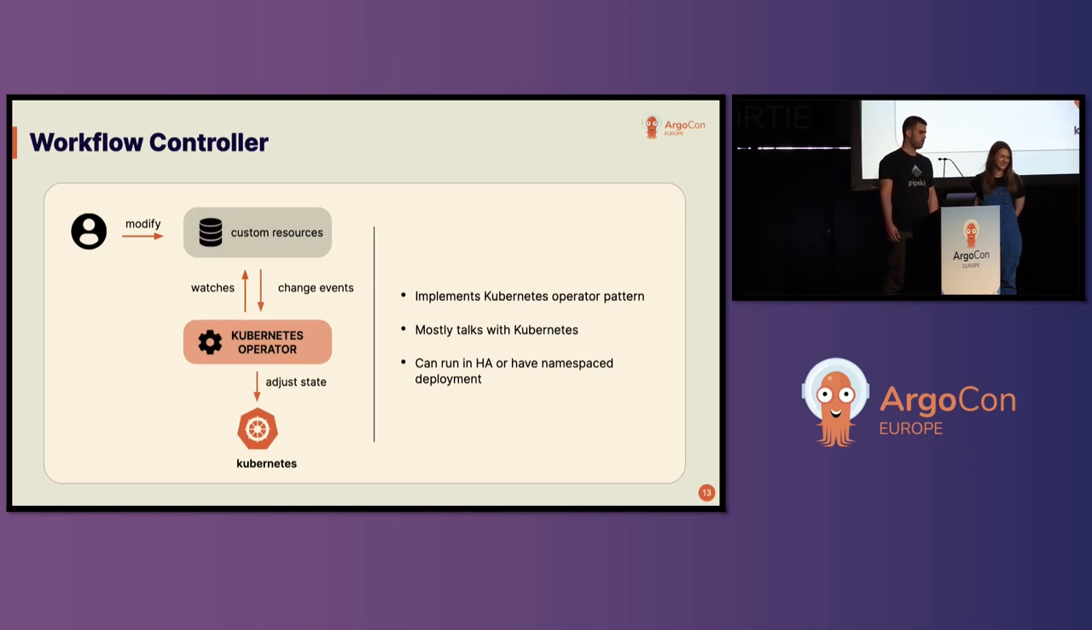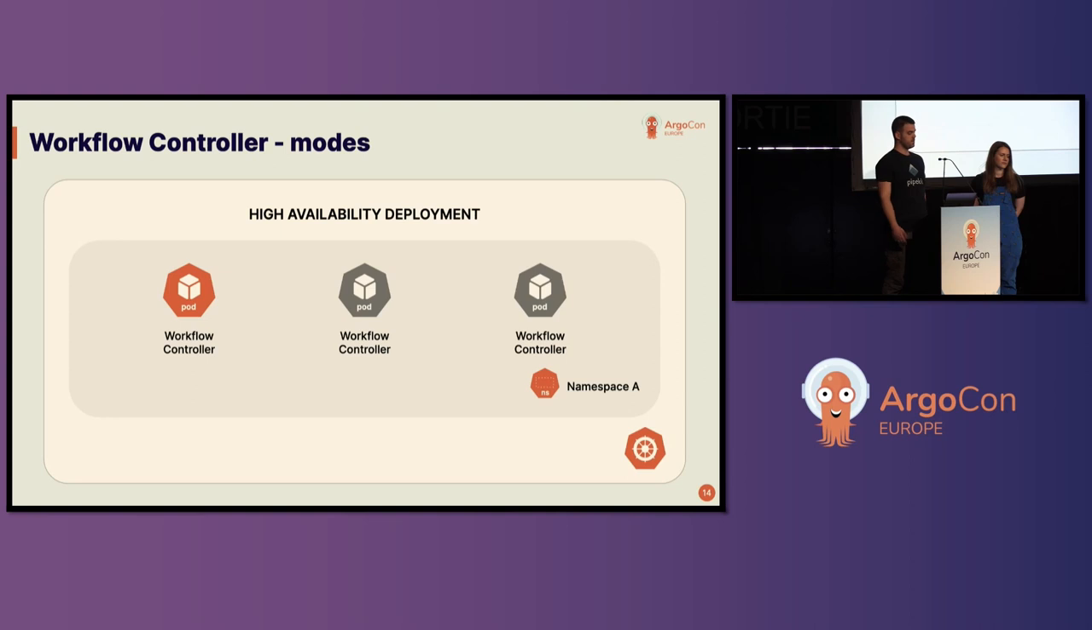You can run Workflow Controller in high availability mode, or you can have namespace deployments. Here's an example of how high availability deployment works. In high availability mode, one instance is a leader, and the others are in standby mode. When the leader goes down, an election happens, and a new leader is selected. This selected leader continues the work.